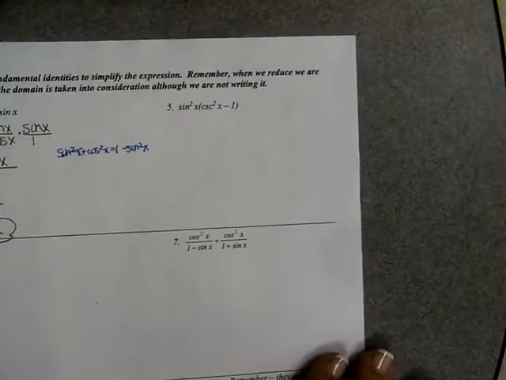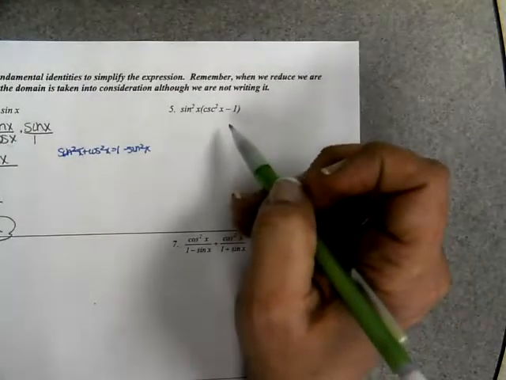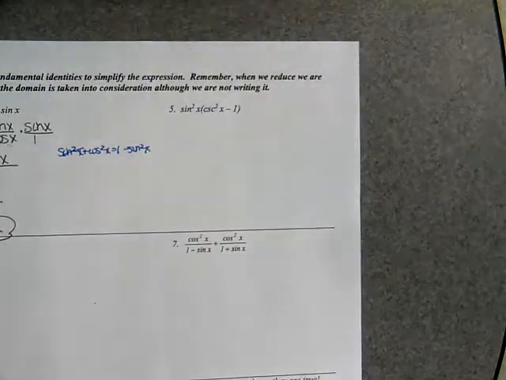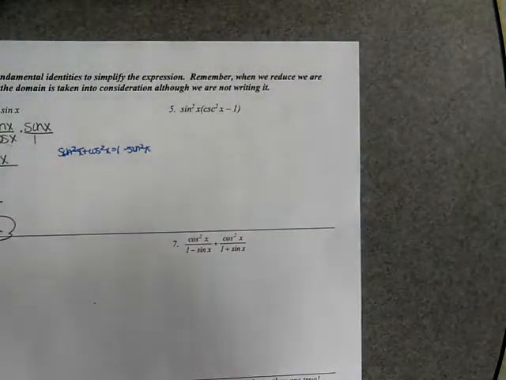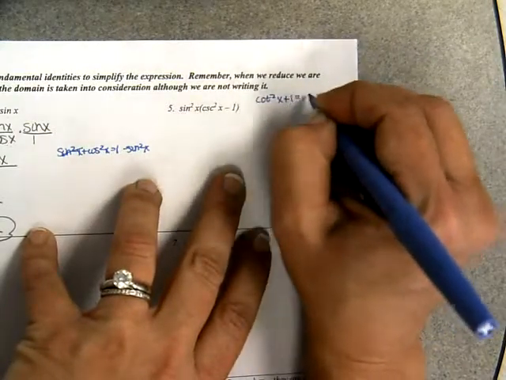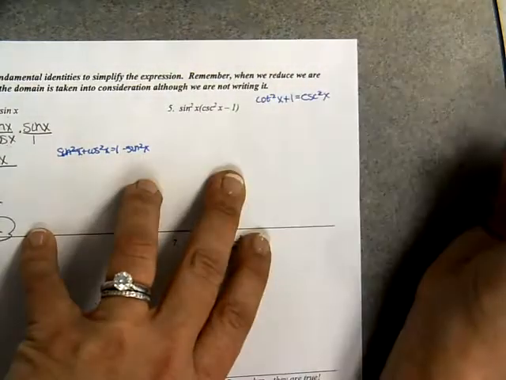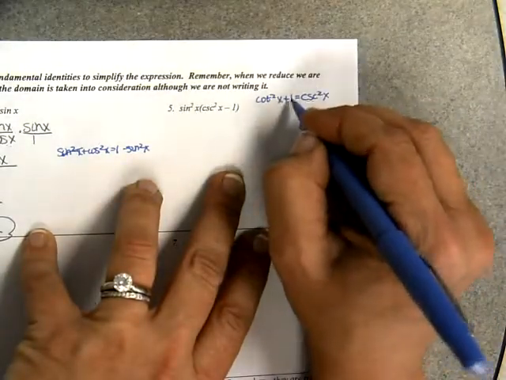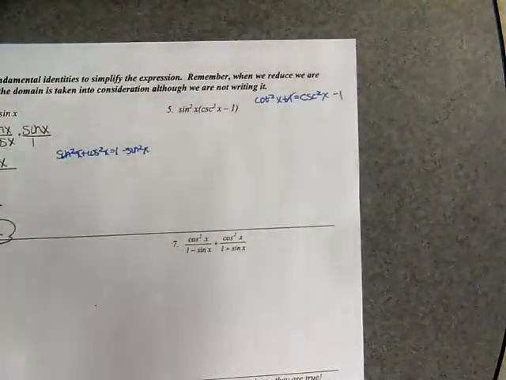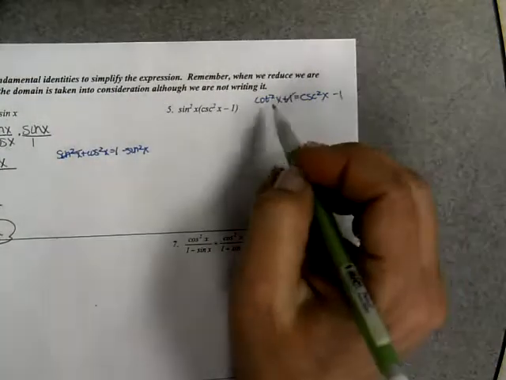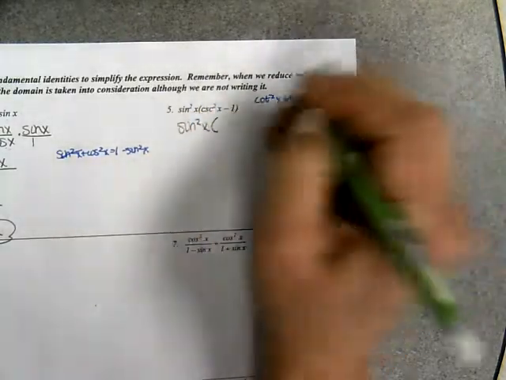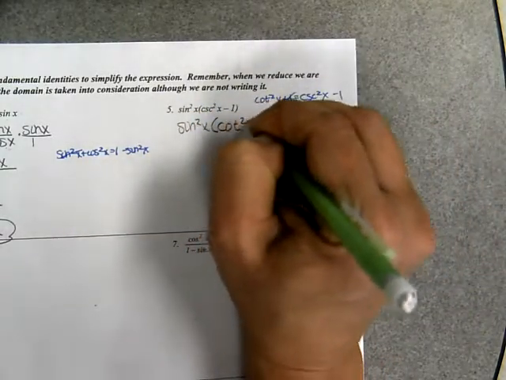Let's try number 5. We have sine squared x times cosecant squared x minus 1. Well, another one of those Pythagorean identities is that cotangent squared x plus 1 equals cosecant squared x. So once again, if you manipulate this around a little bit, cosecant squared x minus 1 is the same as cotangent squared x. So let's rewrite that cosecant squared x minus 1 as cotangent squared x.